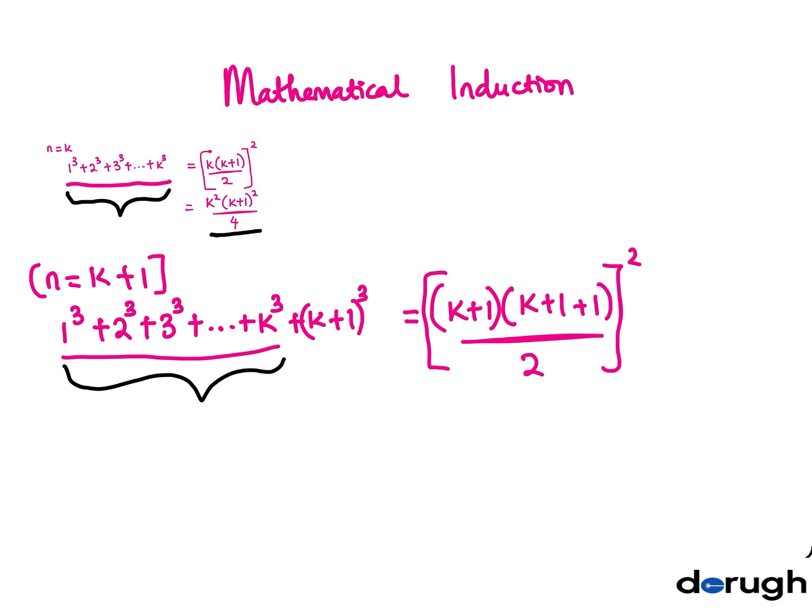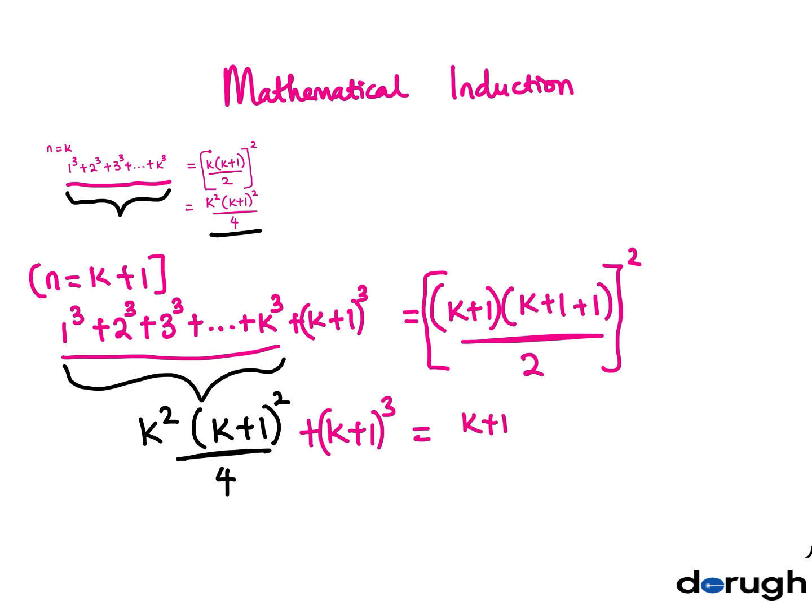So I'm going to say k squared, k plus 1 squared over 4, plus k plus 1 cubed, equals the whole thing on this side. I'm going to simplify it a little bit. That's k plus 1, and then this is k plus 2 all over 2, all squared.